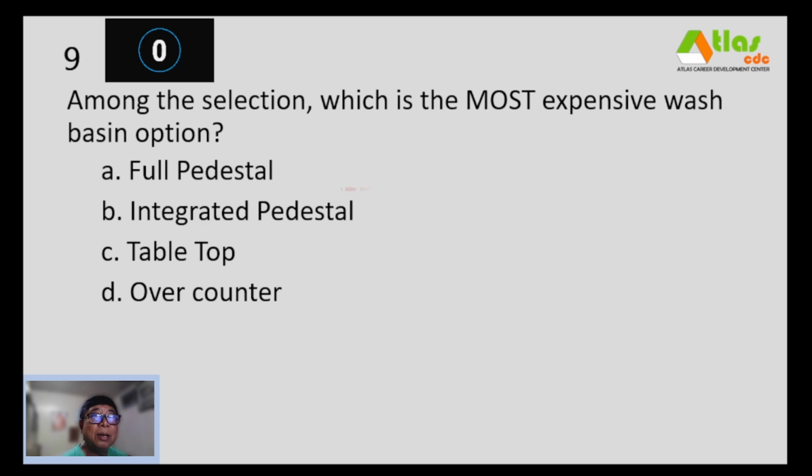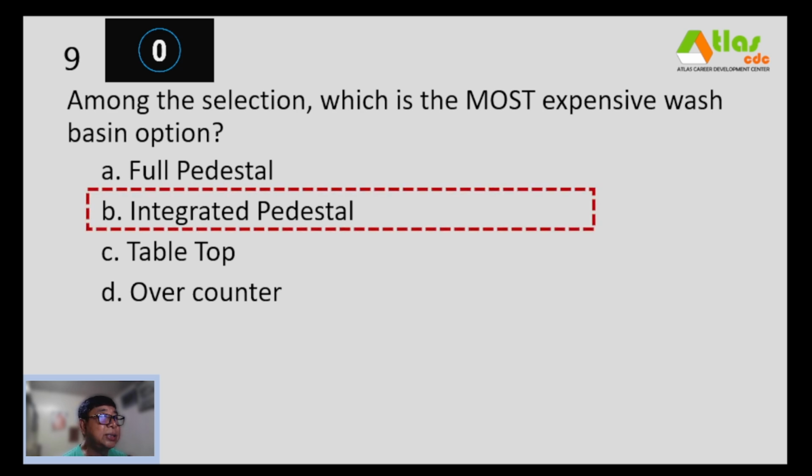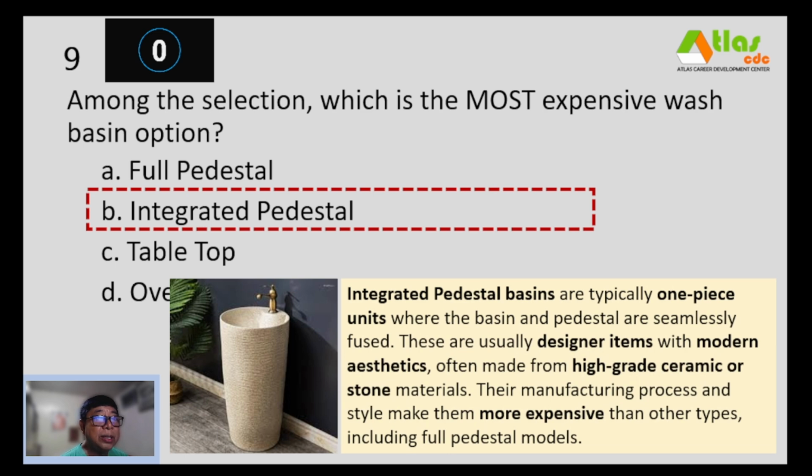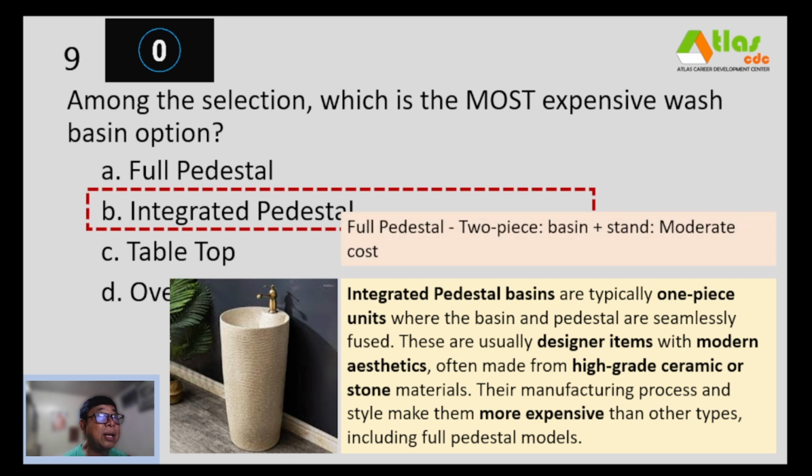And our correct answer is letter B, integrated pedestal. So integrated pedestal basins are typically one-piece units where the basin and pedestal are seamlessly fused. These are usually designer items with modern aesthetics, often made from high-grade ceramic or stone materials. Their manufacturing process and style make them more expensive than other types, including full pedestal models. Full pedestal is a two-piece basin plus stand, and it is of moderate cost compared to integrated pedestal.